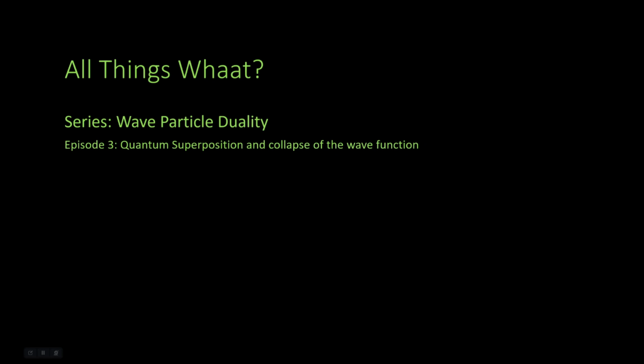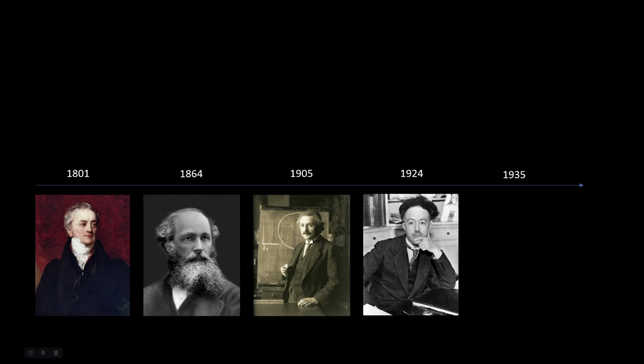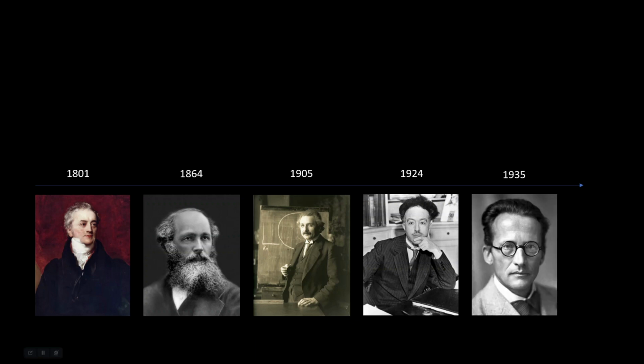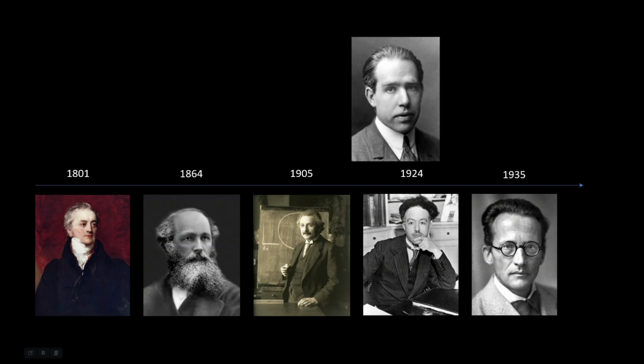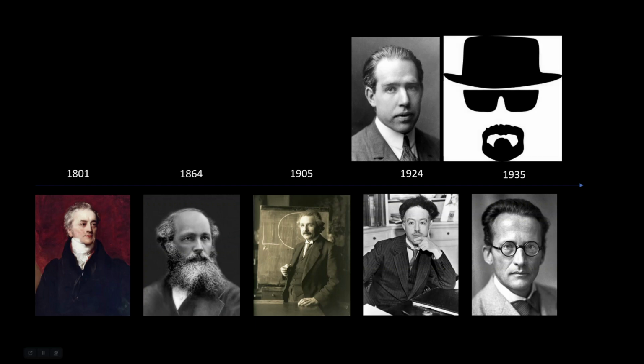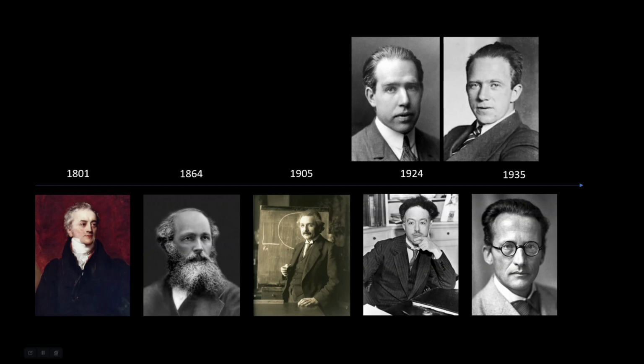In this episode, we will talk about quantum superposition and what it means for the collapse of the wave function. So taking off where we left last, it's mid-1920s and 30s, and we're introduced to 3 new pioneers by the name of Erwin Schrödinger, Niels Bohr, and Werner Heisenberg.